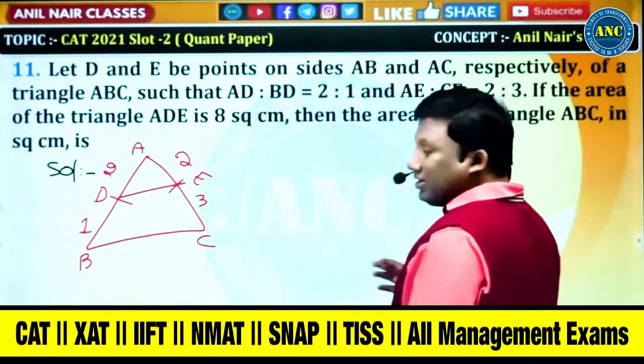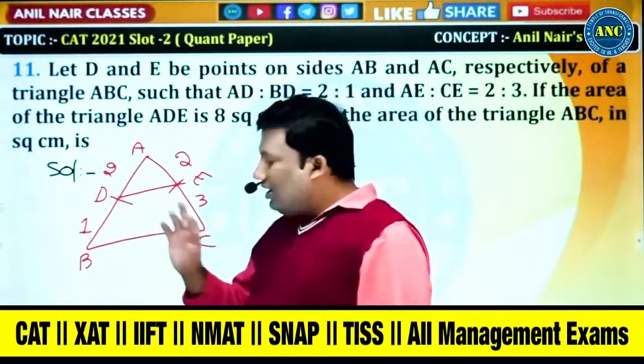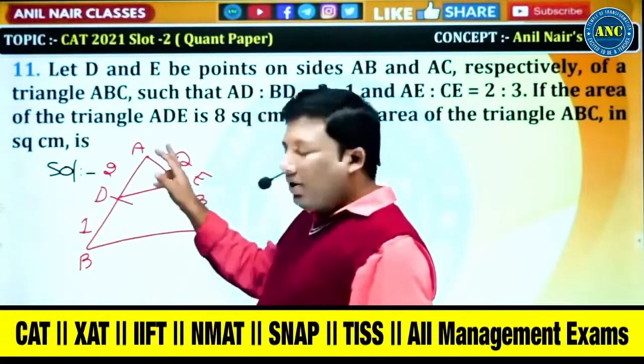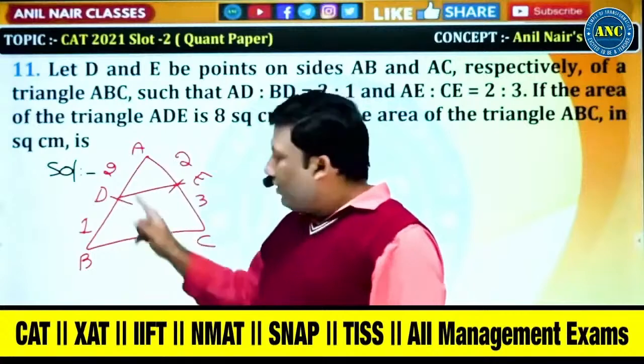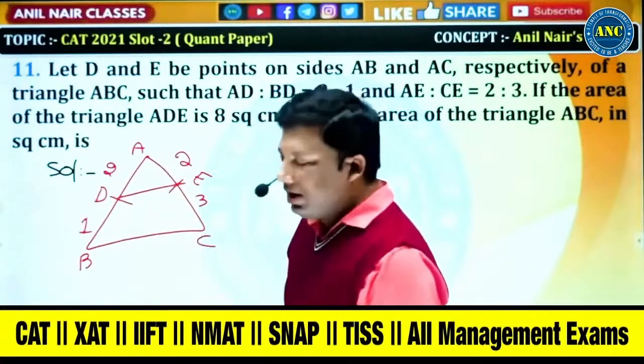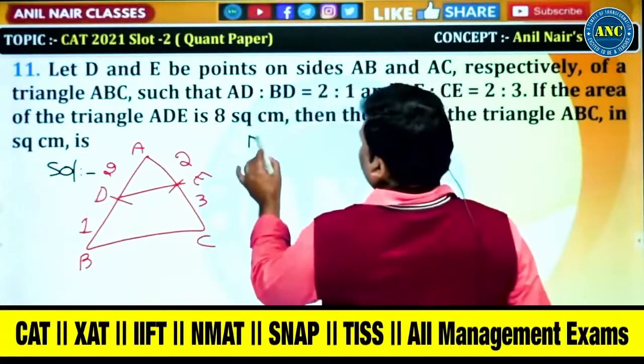Listen carefully, sir. There is a triangle given. D is a point on AB, E is a point on AC. D and E are joined. This is 2 is to 1, 2 is to 3. Traditional method. Method 1.